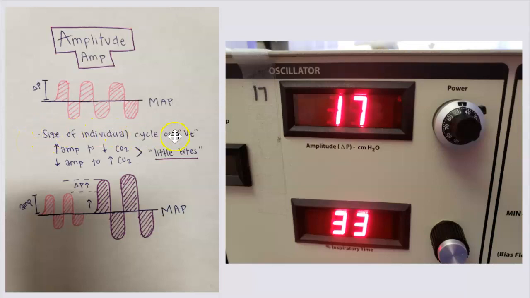So you can think of it as the size of each individual, you might hear called a cycle or a tidal volume, either way. Again, our little bites. Up the amps to decrease CO2, decrease the amps to increase CO2.